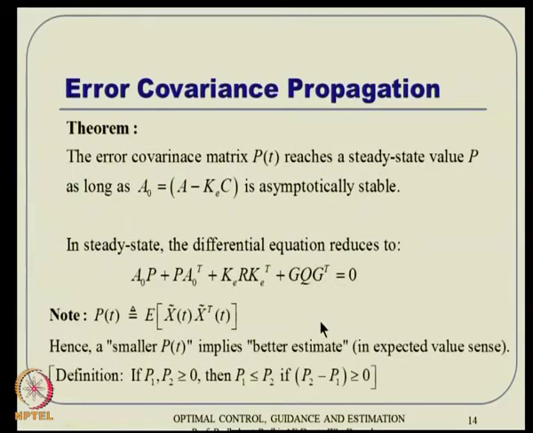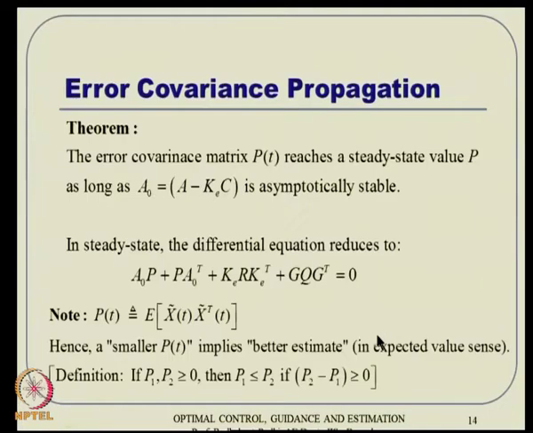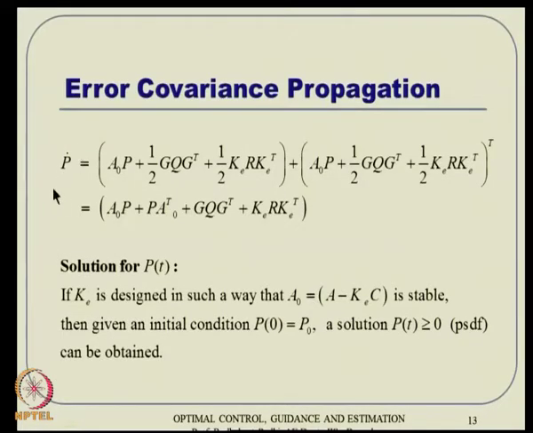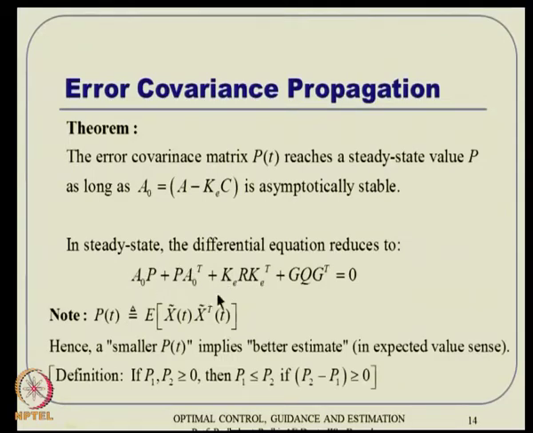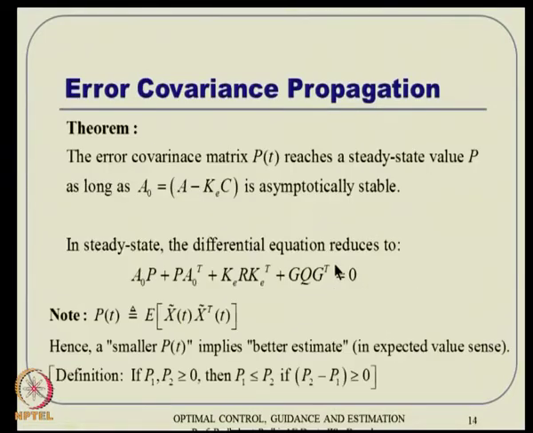And there is also another theorem which tells us that the error covariance matrix P approaches a steady state value as long as this is asymptotically stable. Not only is there a positive definite solution, but it actually goes to a steady state solution. If we want only that steady state solution, then P dot has to be 0. So the entire expression is equal to 0.